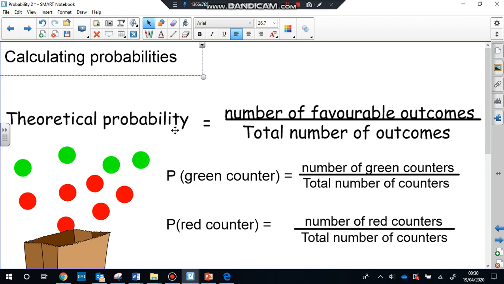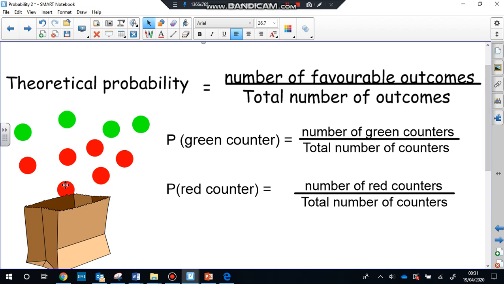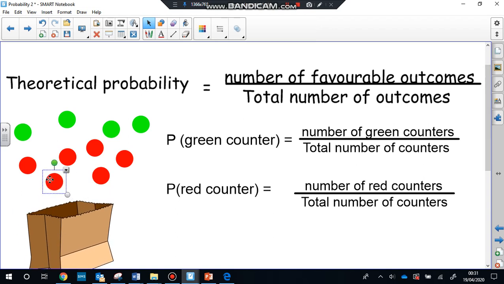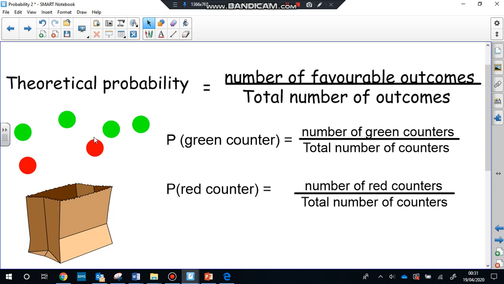Okay, so how do we work that out? Theoretical probability is the number of favourable outcomes, the thing that we're interested in, out of the total possible number of outcomes. So it comes out as a fraction. If we look at this example here, I've got a bag, and in my bag I had some red and green counters. I can see I've got 4 green and I've got 6 red. So for example, if I was looking at the probability of, if I put all those counters into my bag, oops, let's get them in the bag.